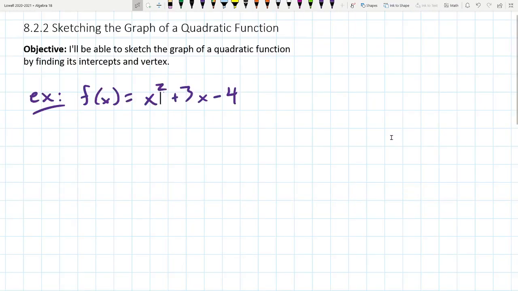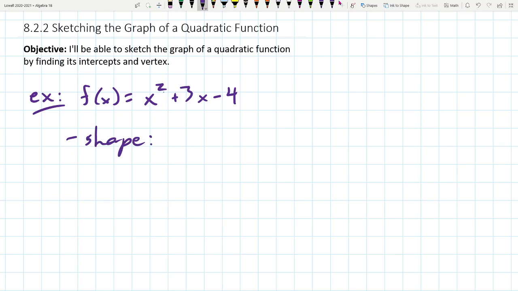Alrighty, here's the example we're looking at. We're going to look at the function f of x is equal to x squared plus 3x minus 4. Before I do anything when it comes to a sketch-this-graph kind of question, I like to double check that I know what the graph should look like in the first place. So what is the general shape of this graph going to be?